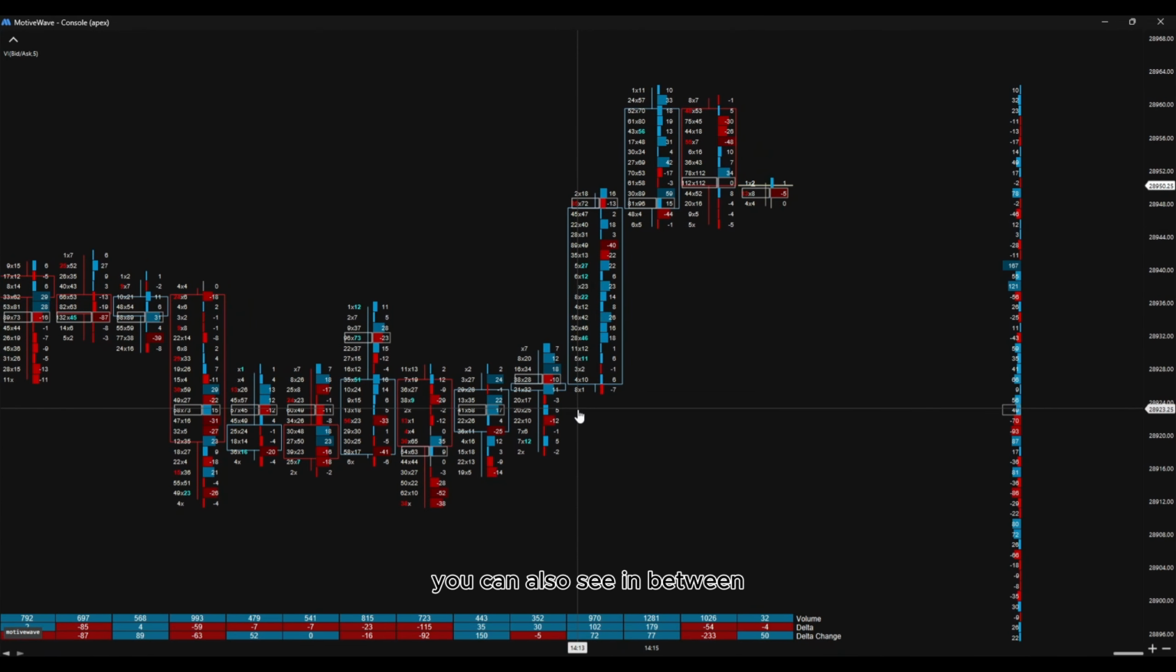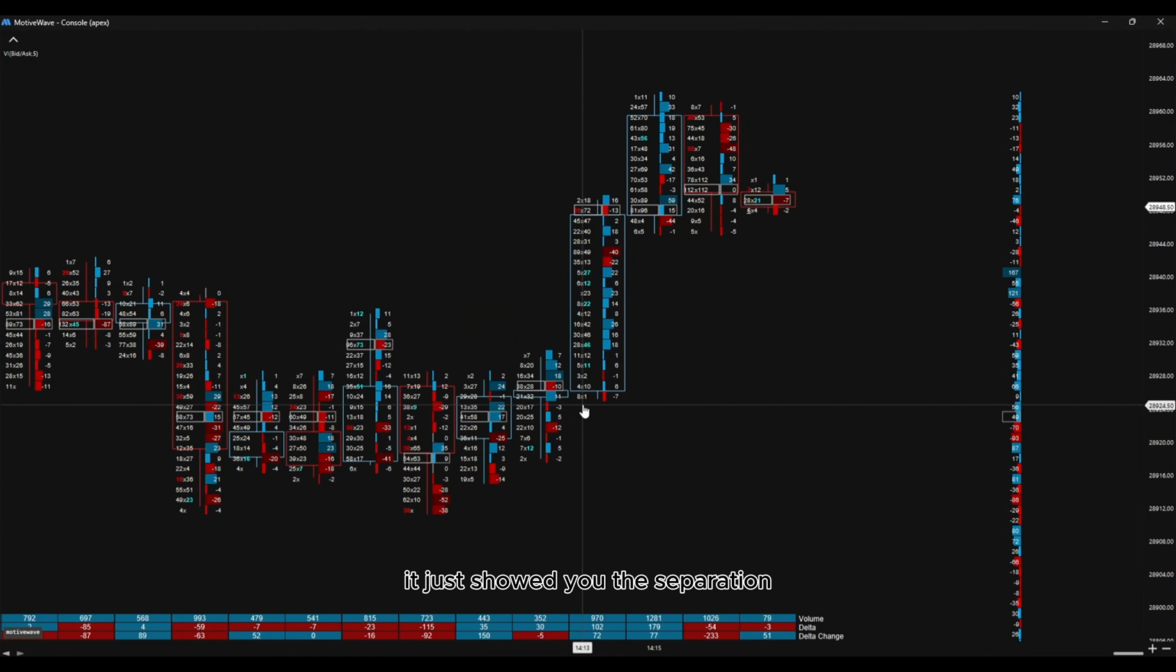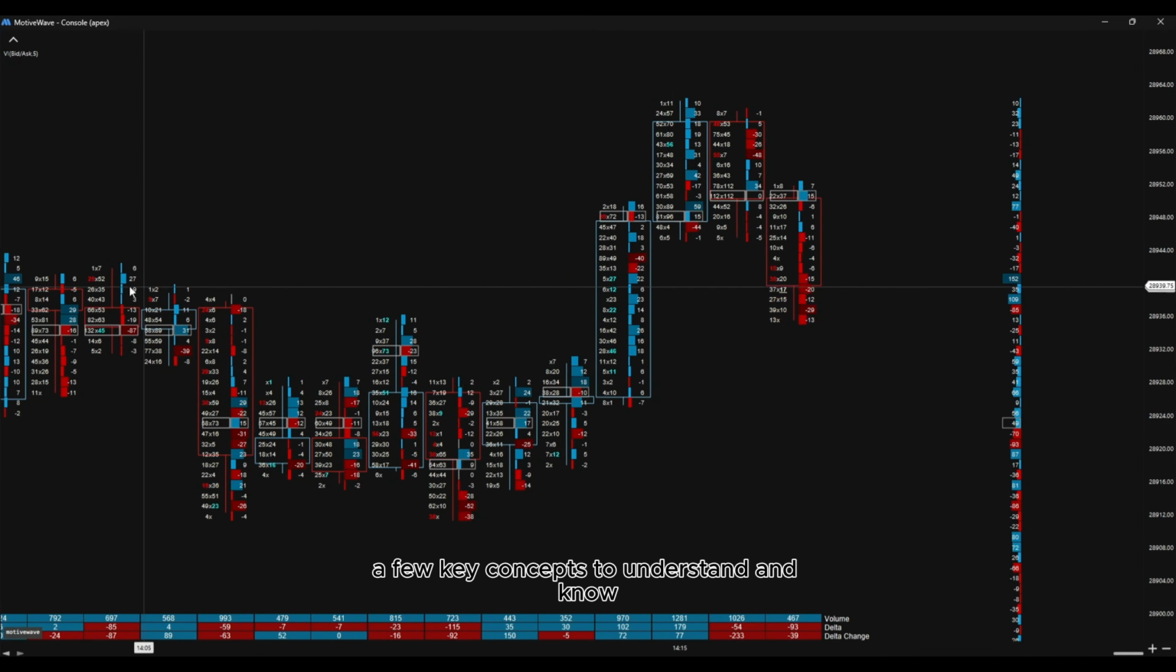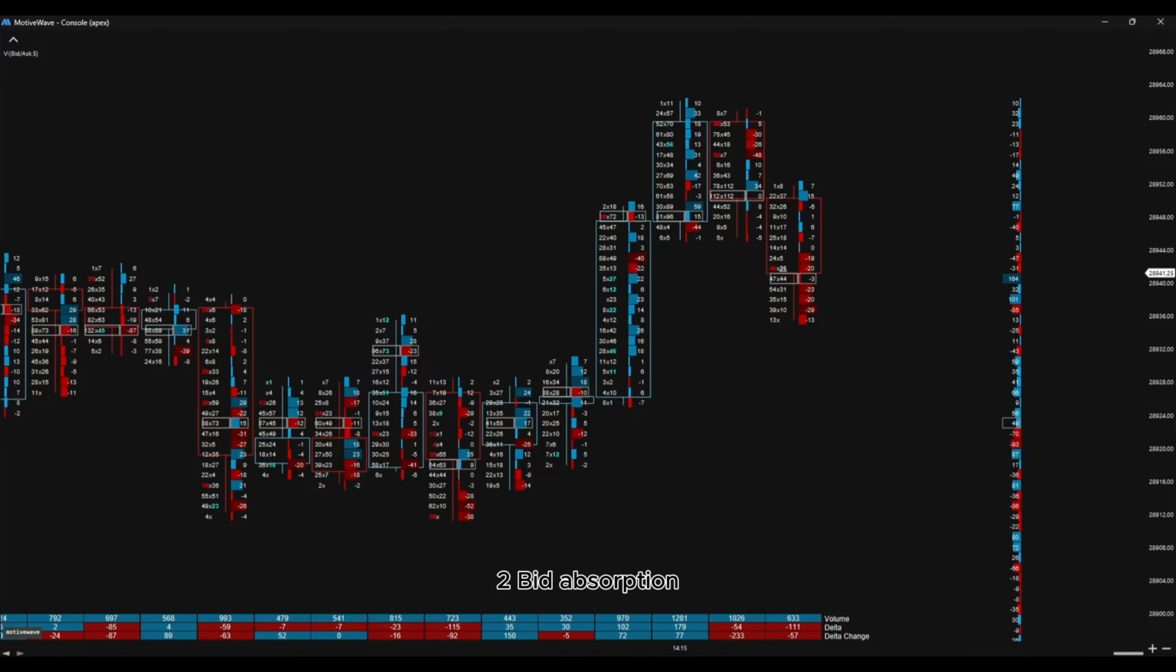You can also see in between the buyers and sellers there's an X. It just shows you the separation between both aggressive sellers and aggressive buyers. A few key concepts to understand and know when looking at the footprint chart are: 1. Delta, 2. Bid absorption, 3. Ask absorption, imbalances, and stacked imbalances.